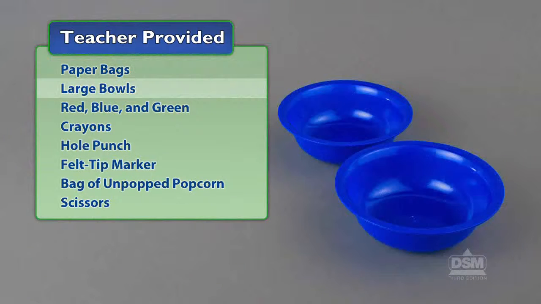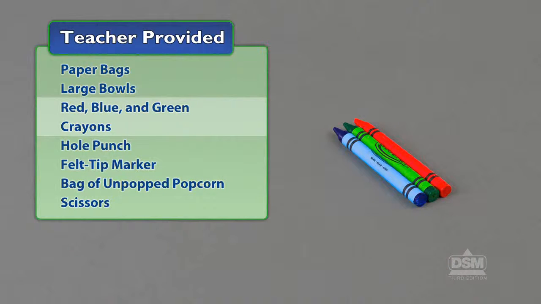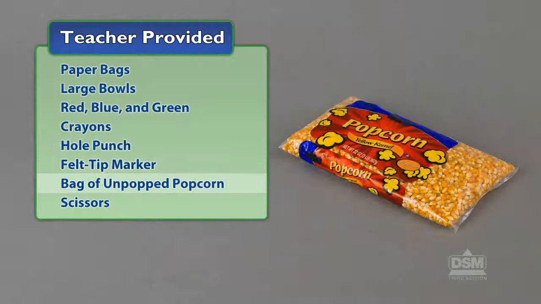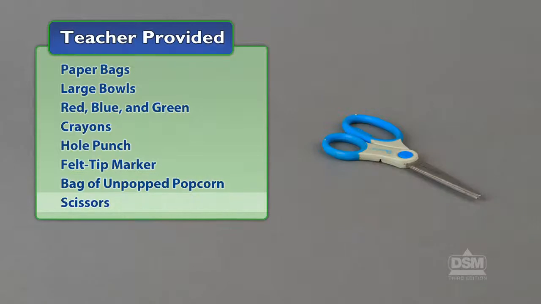You will also need to provide paper bags, large bowls, red, blue, and green crayons, hole punch, felt tip marker, bag of unpopped popcorn, and scissors.